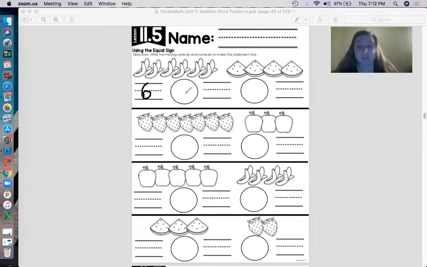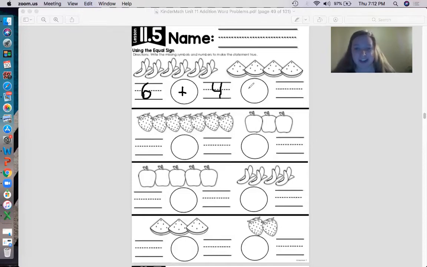What goes in the first circle? What is that symbol that goes in the first circle? A plus sign. All right, what do we do for the second blank? Let's see how many watermelon there are. Ready? 1, 2, 3, 4. So there are 4 watermelon.